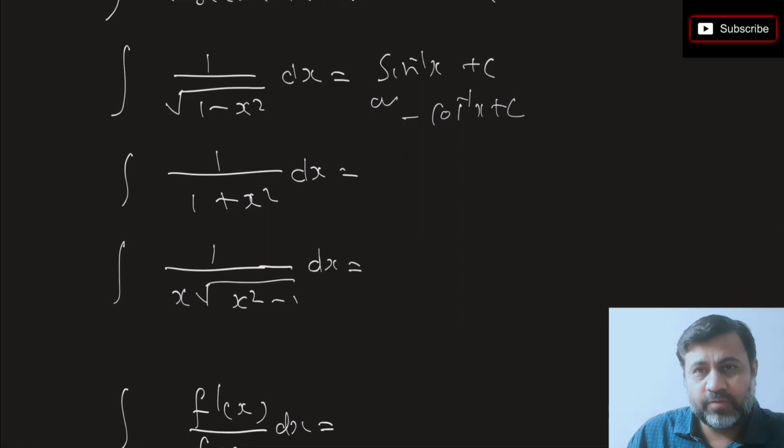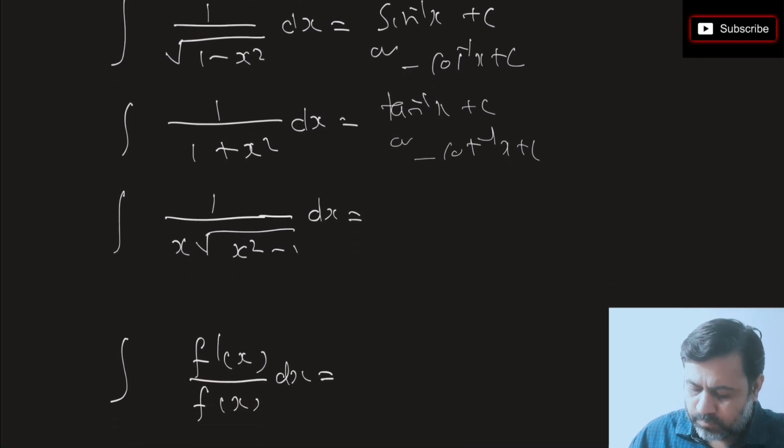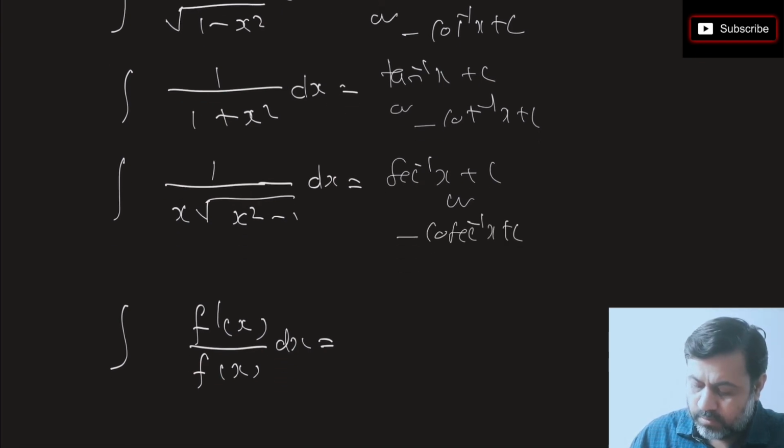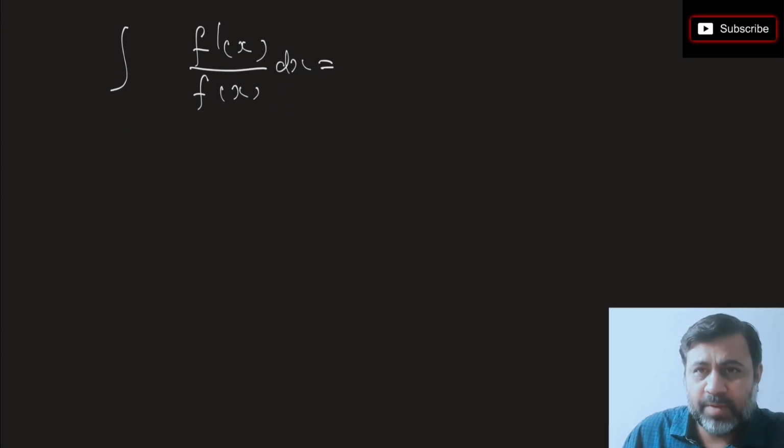Same, tan inverse of x derivative is 1 by 1 plus x square, so here 1 by 1 plus x square integration will be tan inverse of x, or it can also be minus cot inverse of x. Next, I'll apply the same thing: sec inverse of x plus c, or minus cosec inverse of x plus c. Next thing is special thing, integration of f dash x by fx dx.